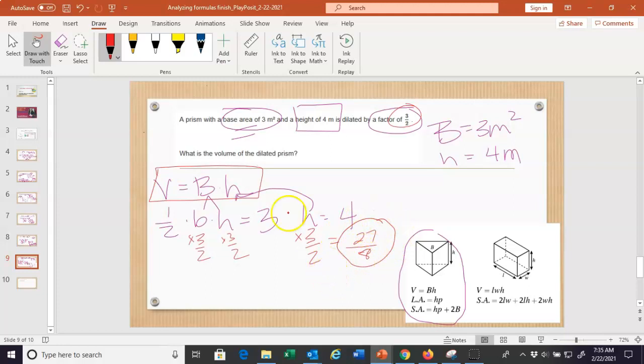So now it says, what is the volume of the dilated prism? Okay, well, big B is 3, that's what they told us. And H is 4. So we get 12. So in this one, we had to go ahead and figure out the original volume. The original volume is 12. Remember in the other two, they gave it to us. Here we just had to figure it out. And then go ahead and multiply it by the combined scale factor. That's 27 over 8. So our answer, which I'll put up here, is 40.5 meters cubed.